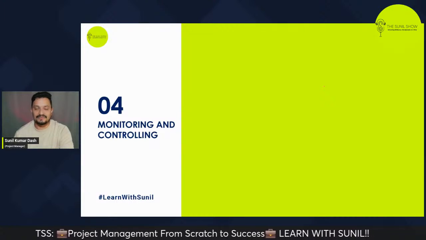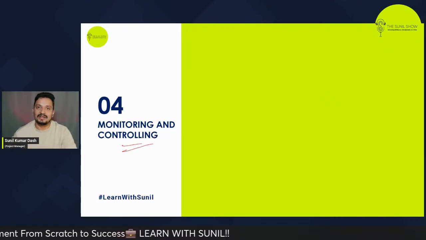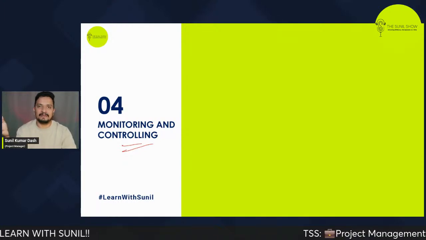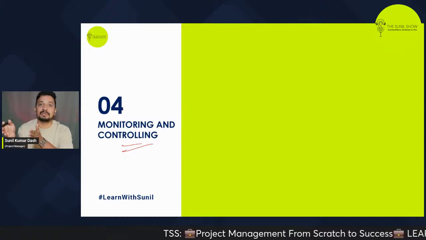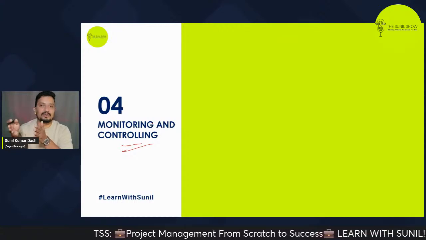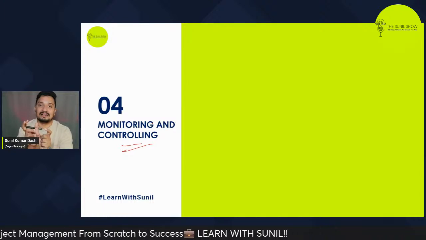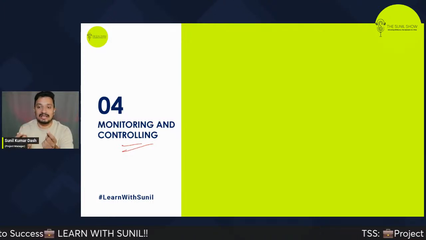Now, something important is monitoring and control. You need to remember one thing: this phase is not different, right? It is alongside your execution work. Parallelly, these two phases will go. You assign one task, people are working on a particular activity. Now, you need to monitor, you need to control what exactly it is.